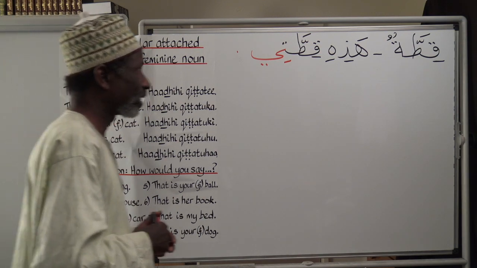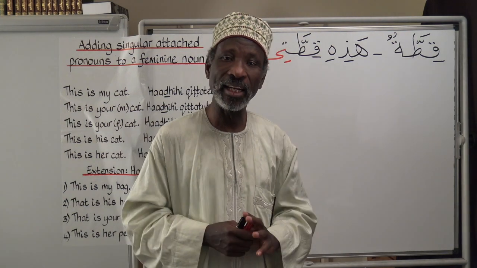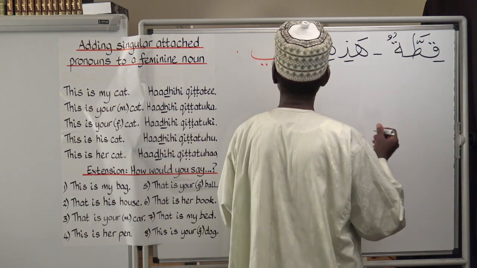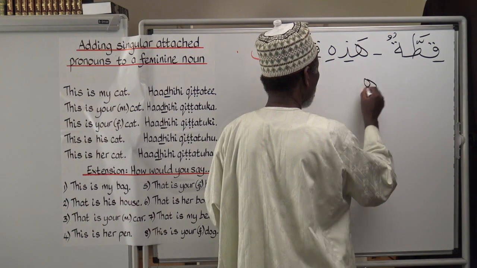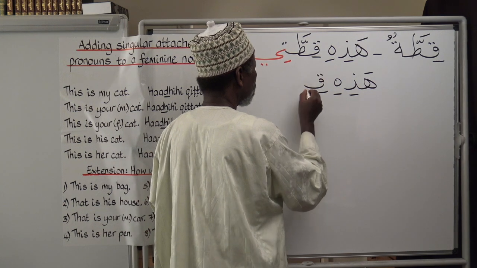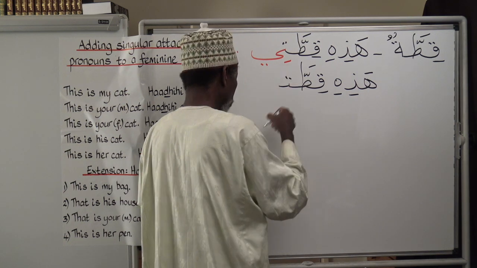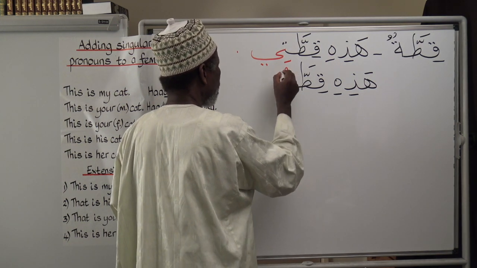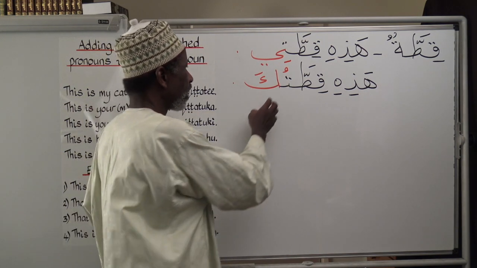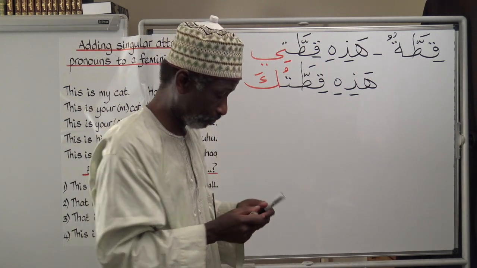Next one. This is your cat. Now, how do you say your cat? Qittatun becomes uka ending. Qittatuka. Right. So we're going to say hadhihi qitta, and then we're going to say tu, and we're going to write ka. Hadhihi qittatuka. Here you are speaking to a male.